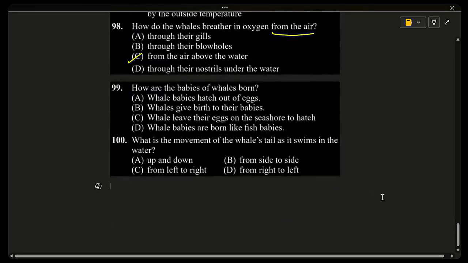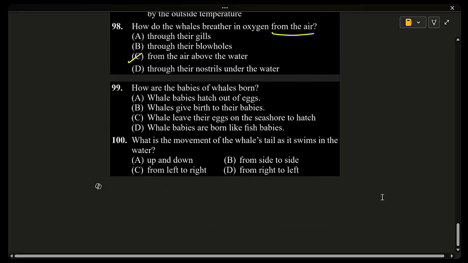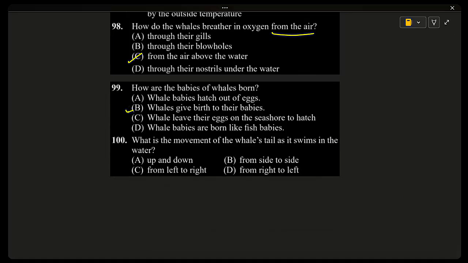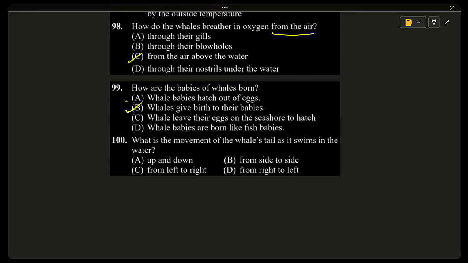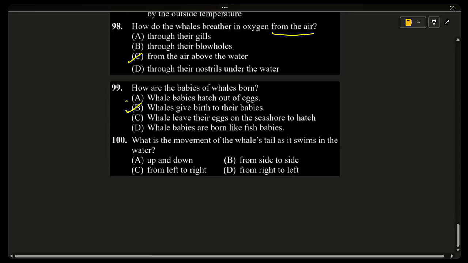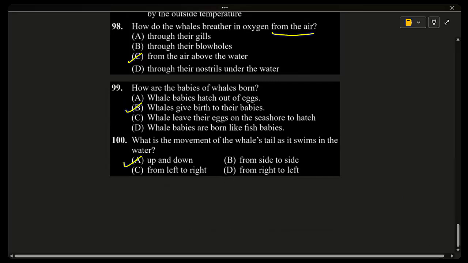How are the babies of whales born? We discussed how they give birth to the young ones. Whale babies hatch out of eggs? No, whales give birth to the young ones. Yes, option B. C, whales leave their eggs on the seashore to hatch? No. Whale babies are born like fish babies? No. Option B. They give birth to the babies. And last one. What is the movement of the whale's tail as it swims in the water? The whale swishes its tail up and down. That is option A. These are the answers.